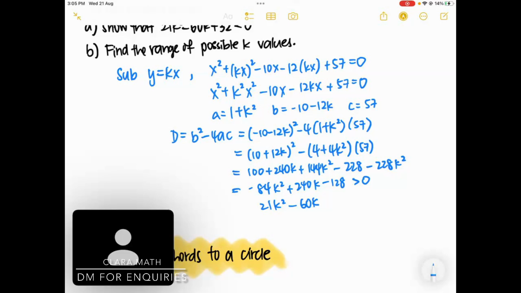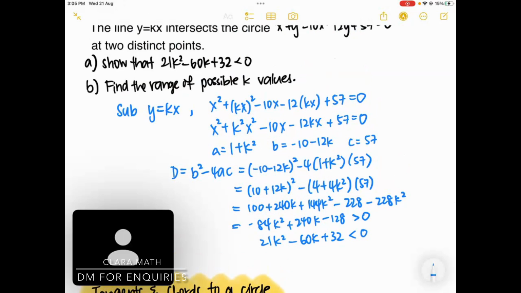Minus 128 divided by negative 4 becomes plus 32. So because you divide by negative 4, the more than sign also changes into a less than sign. And then it will look like the part A. Okay, so that is shown.